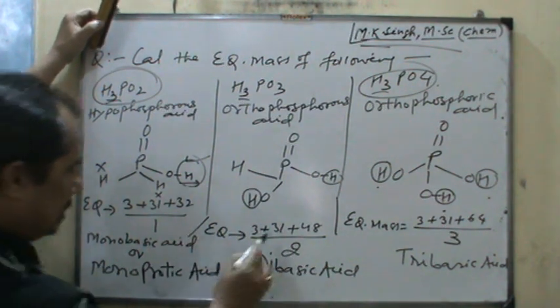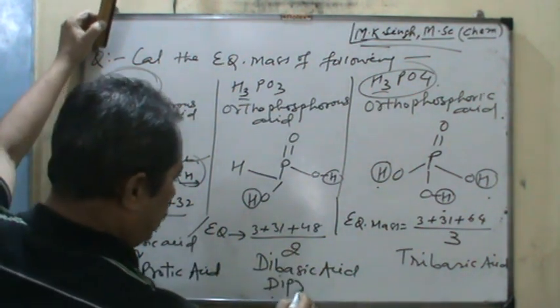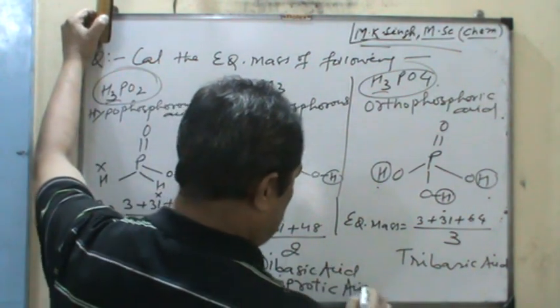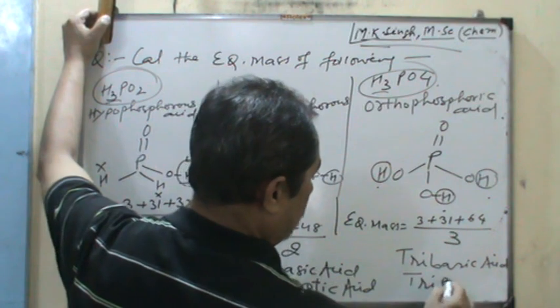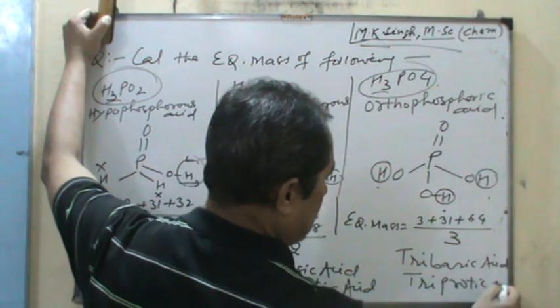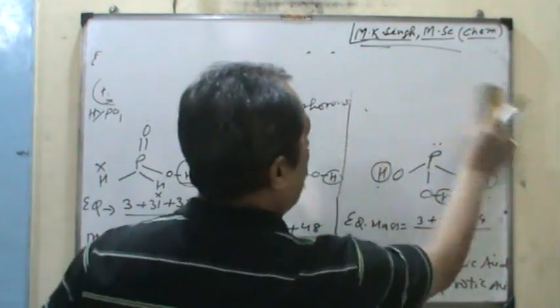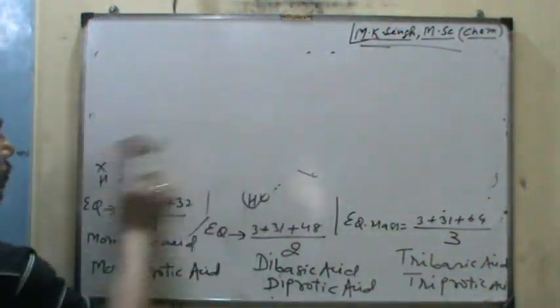acid. It is called what? Diprotic, because it can donate two protons. Diprotic acid, or it is known as, what is this? Triprotic acid. That is the way you can calculate the equivalent mass of oxoacids of phosphorus.